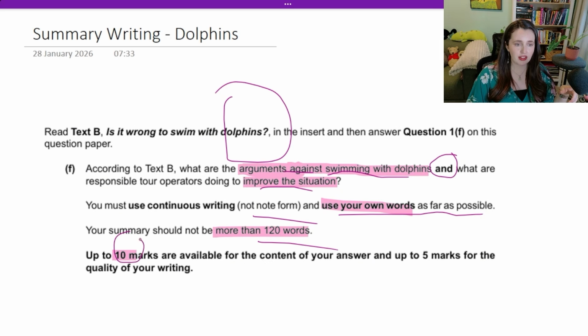10 marks for reading, so we need to find 10 answers, and 5 marks for the quality of our writing, which is how well have we paraphrased, meaning put it in our own words. How well does our writing flow? Have we organised and sequenced our answer logically and in a way that helps to guide the reader? So let's read. As we read, you will notice that I've already highlighted what are the arguments against swimming with dolphins and what can tour operators do to improve the situation. So that's what we're looking out for.